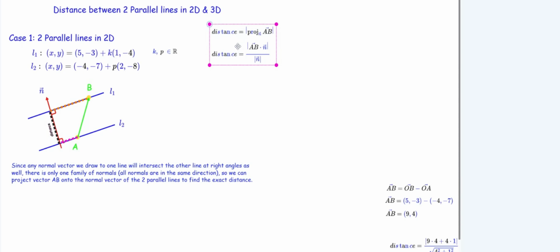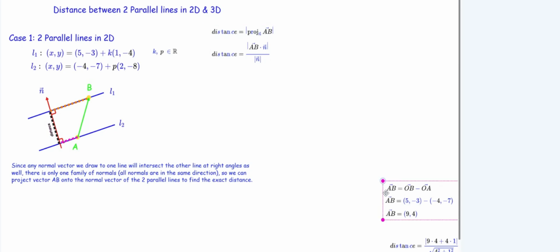Now the projection formula of vector AB onto the normal n, which will give us that distance, is the absolute value of the dot product, since the dot product is actually a scalar quantity, so there's no point of saying the magnitude of the dot product. So it's just an absolute value because the dot product could come out negative. And dividing that by the magnitude of the normal vector, we can find first the vector AB.